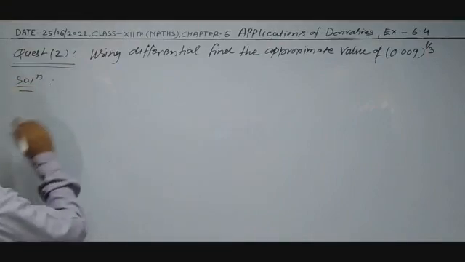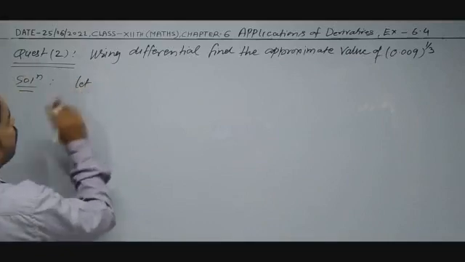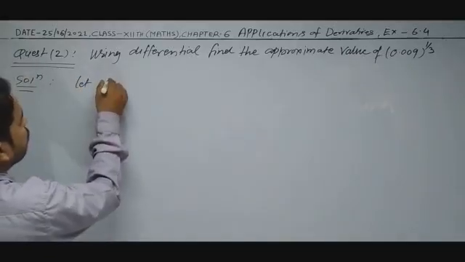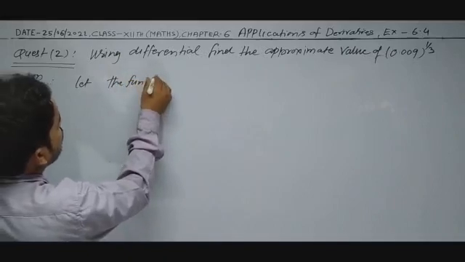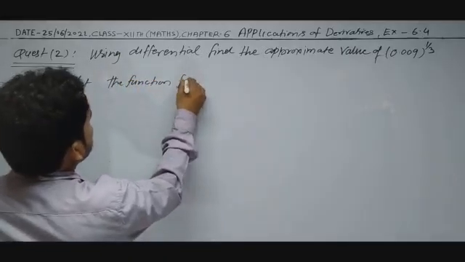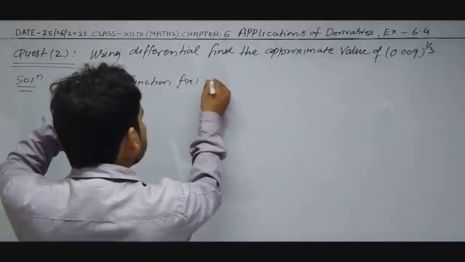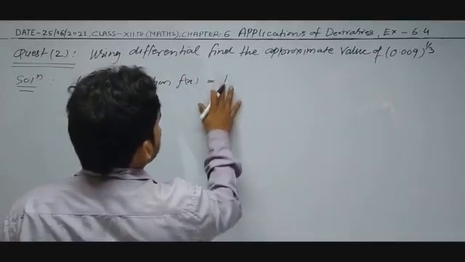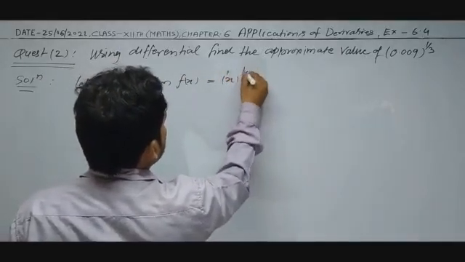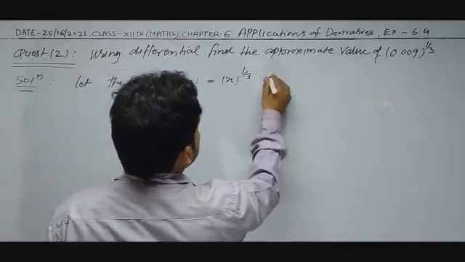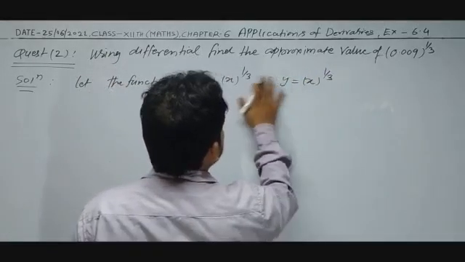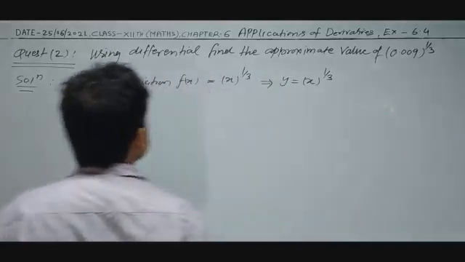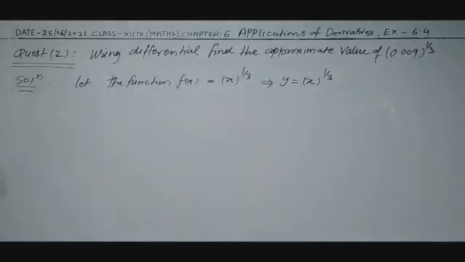Solution: let the function f(x) be equal to the cube root of x, means x to the power 1 by 3. This implies y is equal to x to the power 1 by 3. So differentiate the function.